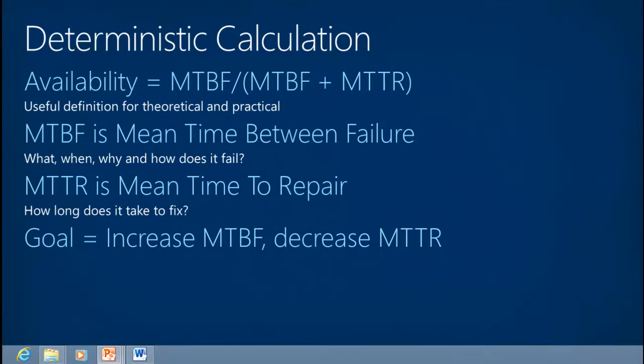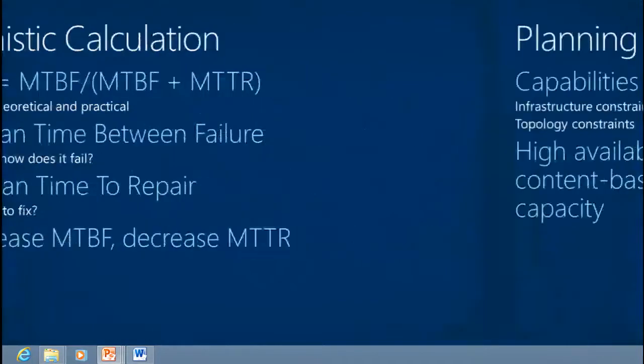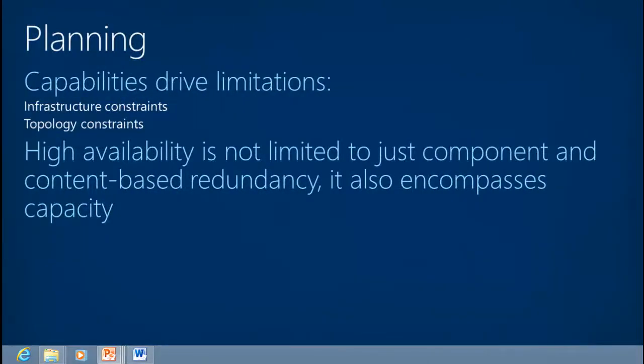So it's pretty easy to figure out. From a planning perspective, and we're going to move through this first section pretty quick, understand that your capabilities are what's going to drive limitations of what you can do from a high availability perspective. You're going to have infrastructure constraints, and you're going to have topology constraints.